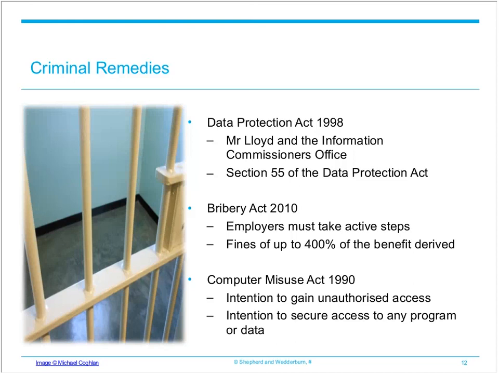The final potential criminal sanction to be aware of that we're going to cover in this webinar is the offence in the Computer Misuse Act of 1990. Section 1 of the Act makes it an offence if a person causes a computer to perform any function with intent to secure access to any program or data held in any computer. The offence occurs if a person intends to gain unauthorised access and knows that this is the case. Employees can also be guilty of the Section 1 offence if they use their computer at work to access any program or data that they are not authorised to access.